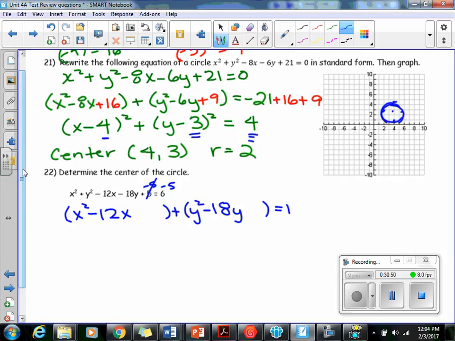Okay, now what? Okay, and half of negative 12 is what? And what do we do with that? And what is that? What do I do with that 36?